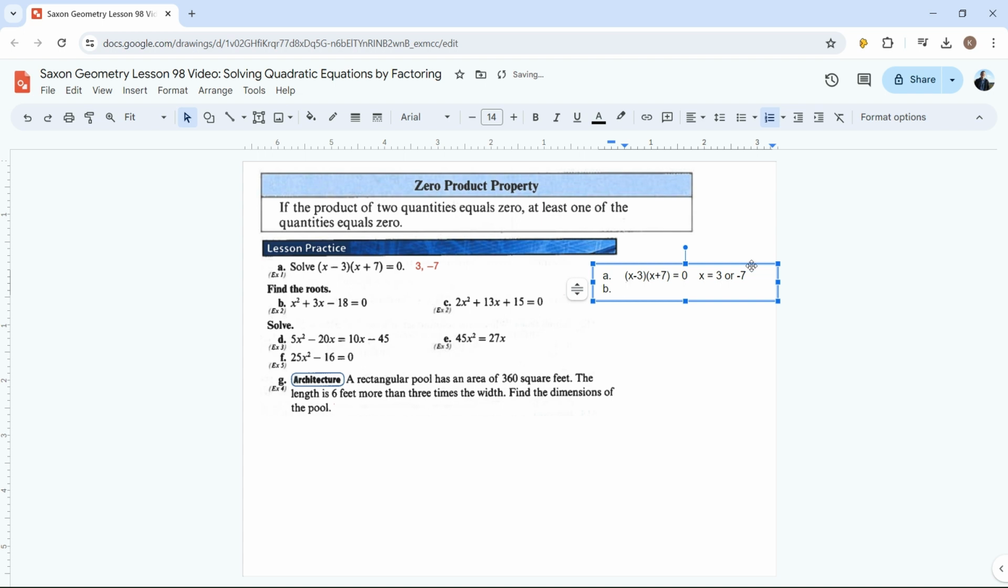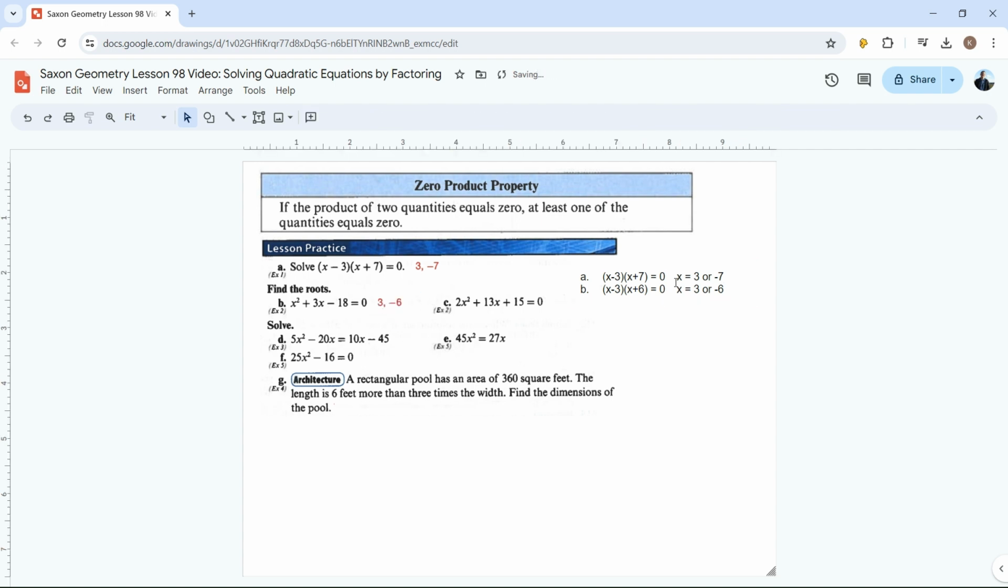Now, B, I have to do some legwork. I have x squared plus 3x minus 18 equals 0, but I need to factor. Let's see. What are the factors of negative 18 that add up to positive 3? That's going to be 6 and negative 3. It's going to be x minus 3, I'm going to put that in parentheses, x plus 6. Notice that I'm just going to leave the right-hand side of this equation alone. The left-hand side changes to x minus 3 times x plus 6. So my answers are going to be x equals 3 or x equals negative 6. It's almost the exact same question as the last one when I factor it out.